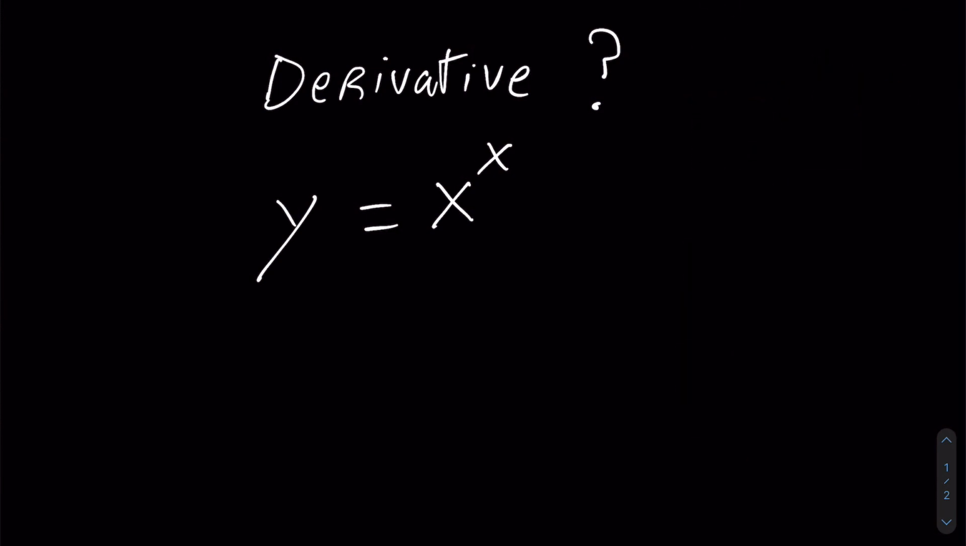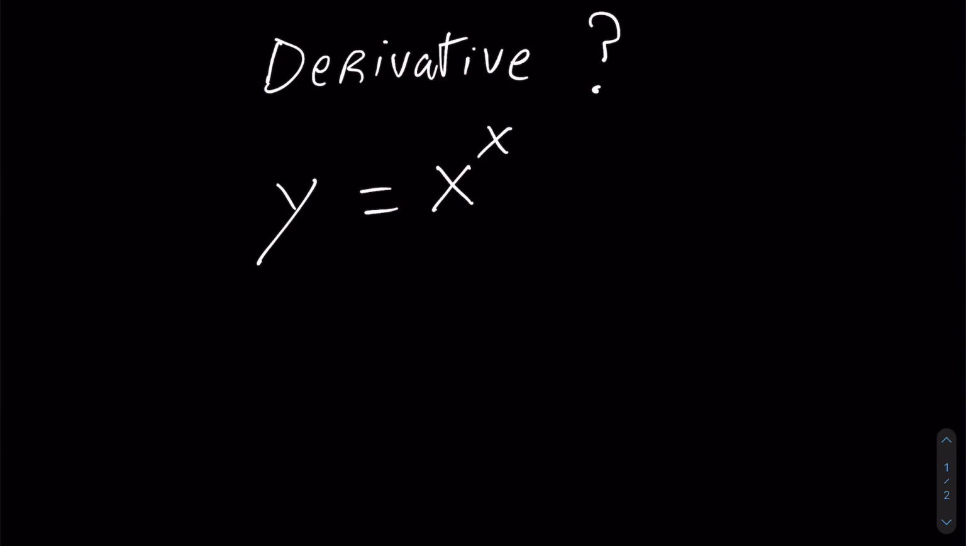All right, derivative of x to the x. It's not the same thing as x squared, which is a power rule where you would just move the 2 and decrease the 2 by 1. No, this is not it.